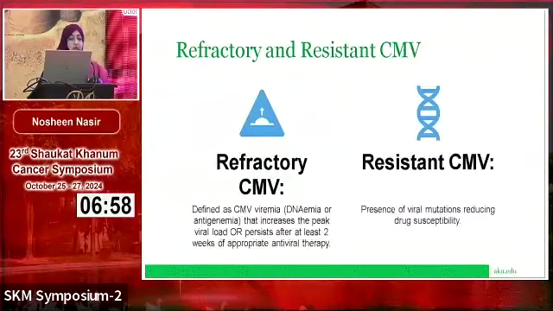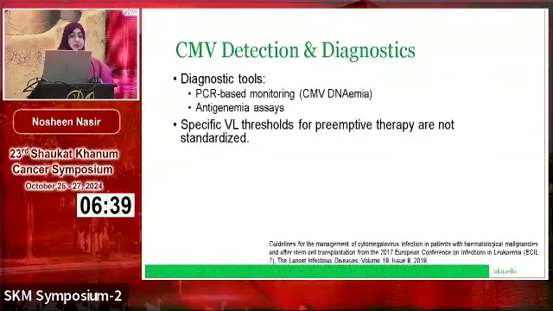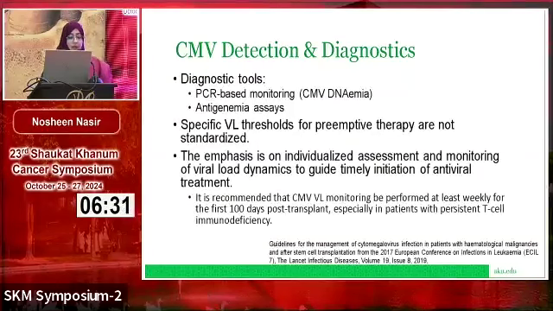And resistant CMV is, in addition to this, the presence of viral mutations which are reducing the drug susceptibility. So you do genotyping to determine whether it's resistant CMV. What are the tests available to us? We have the PCR-based monitoring and the antigenemia assays, but specific viral loads for preemptive therapy are not standardized. So each center is required to have their own threshold. The emphasis is on individualized assessment and monitoring.